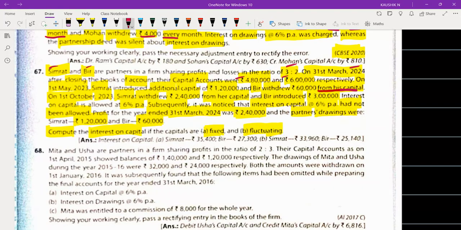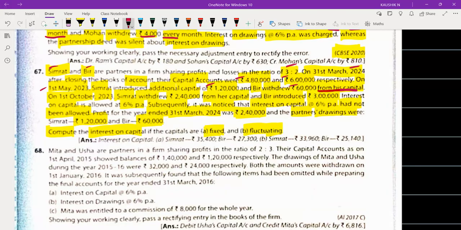Closing capital. Okay, on 1st May 2023, Simrat has introduced an additional capital of rupees 1 lakh 20, whereas Bir has done the drawings of rupees 60 from his capital. So interest should be calculated on the additional capital introduced, and then drawings is also there, which is done out of capital.